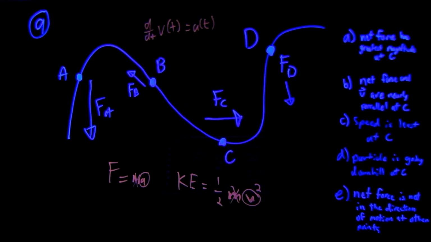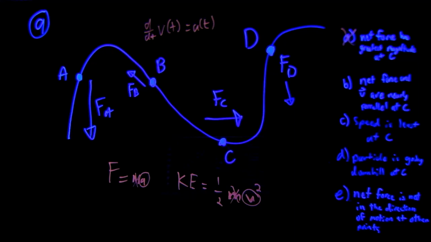So, looking at all of the answers, we see that A says that the net force has the greatest magnitude at point C. This is simply incorrect, as we can see that the net force at A is much larger than that at C. For B, we can see that the net force and v are nearly parallel at C. This is correct, so therefore we will put this away for later.